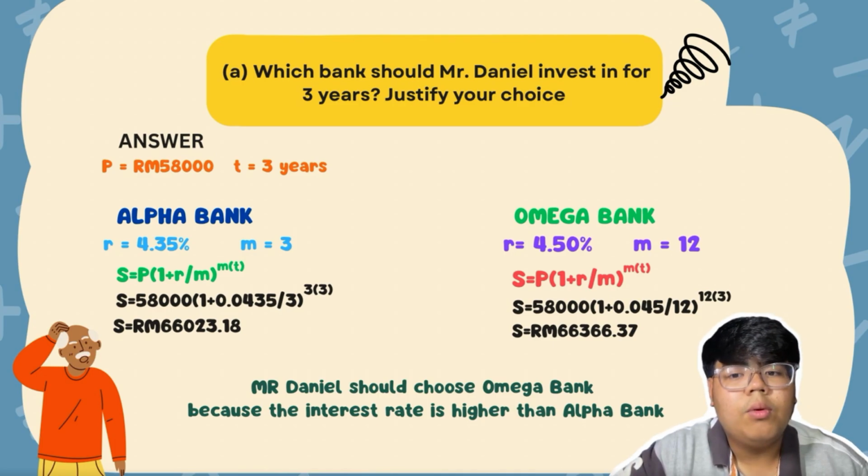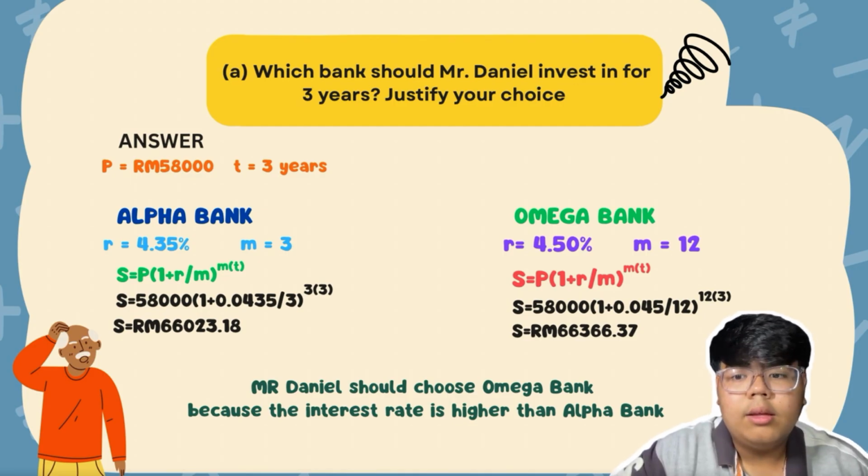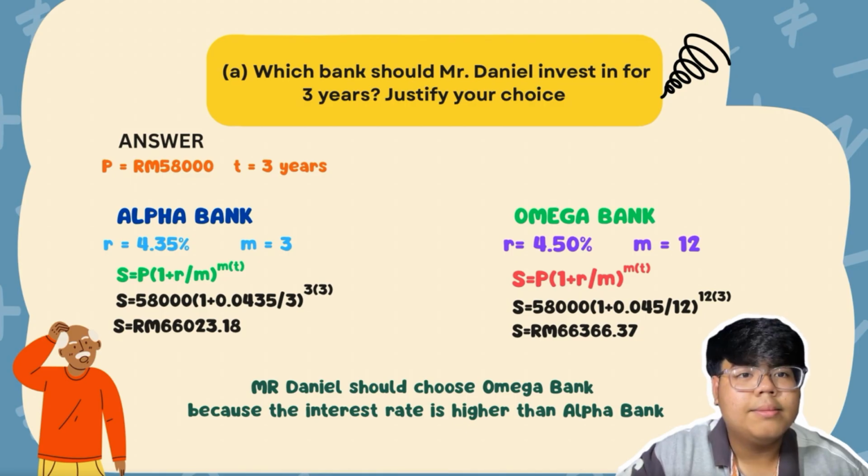After that, fill in the information into the formula and the answer you will get for Omega Bank is 66,366 ringgit 37 cents. The final answer for question A is Mr. Daniel should choose Omega Bank because the interest rate is higher than Alpha Bank.